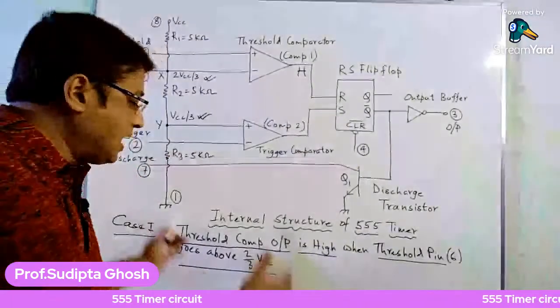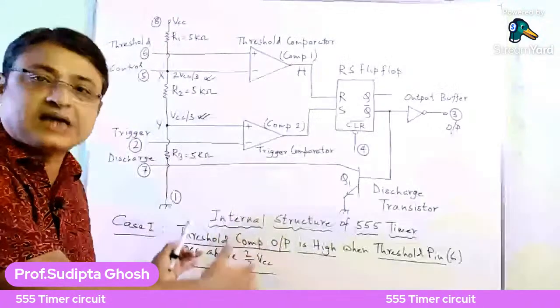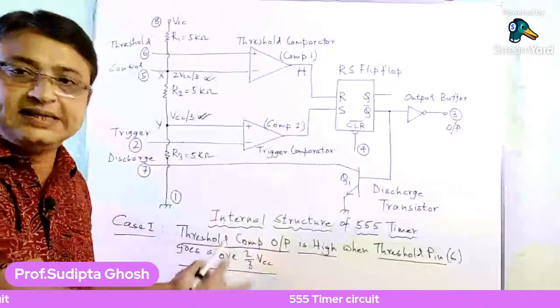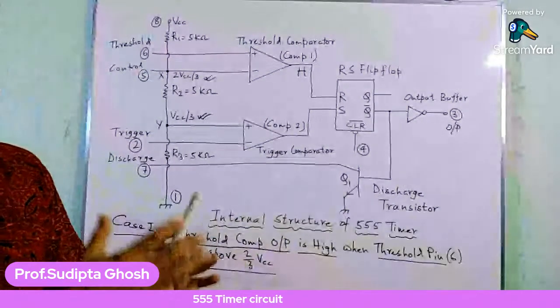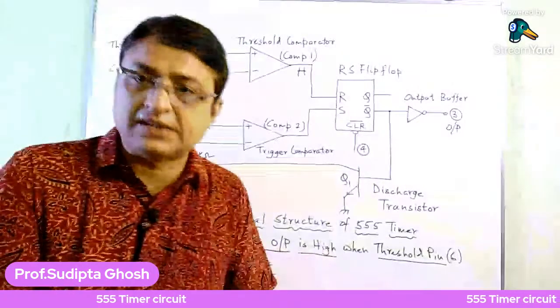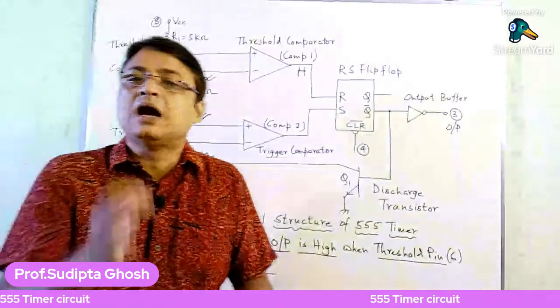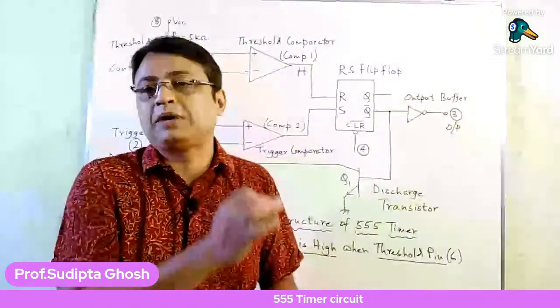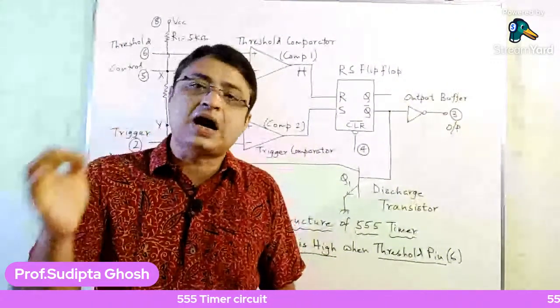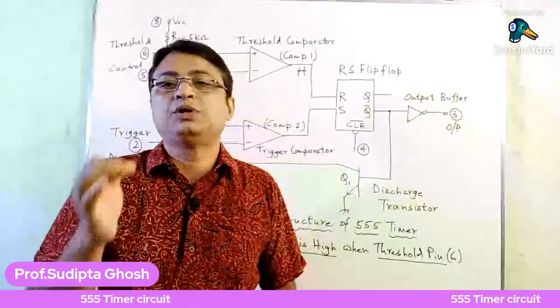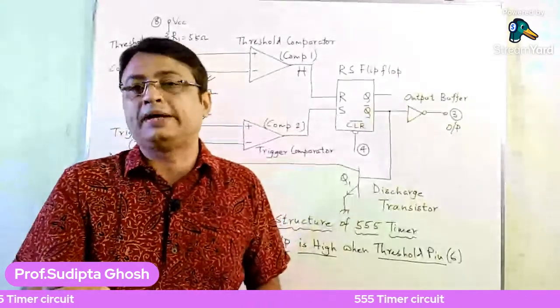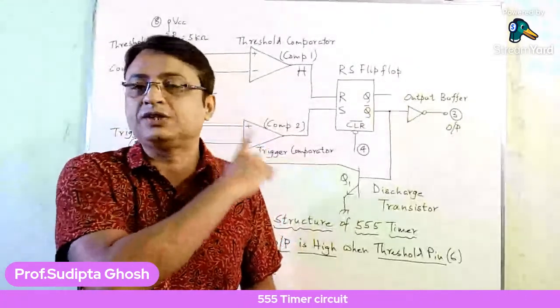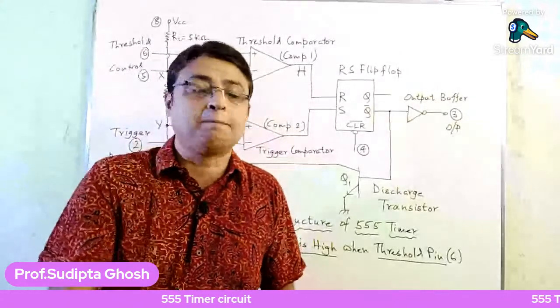So have you understood the case here which I am going to explain? First of all, I am considering a high output at the threshold comparator, that is the comparator 1.